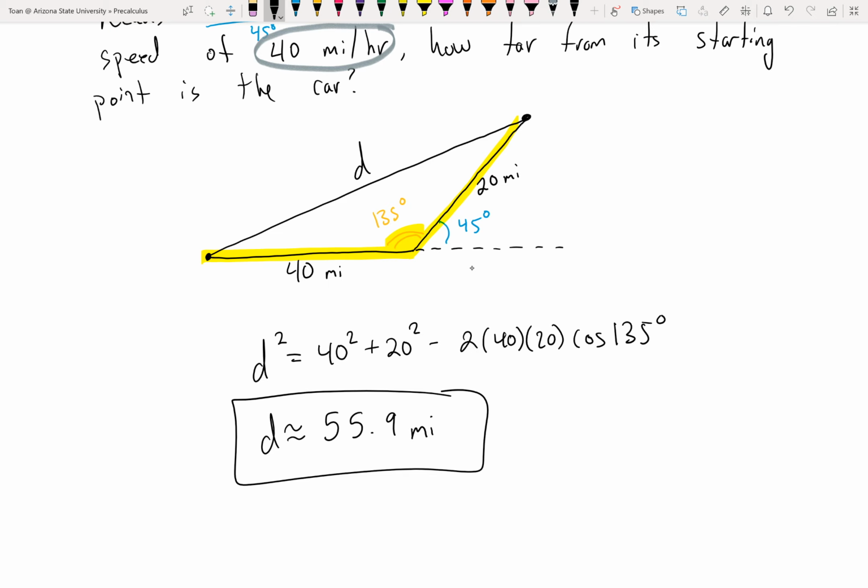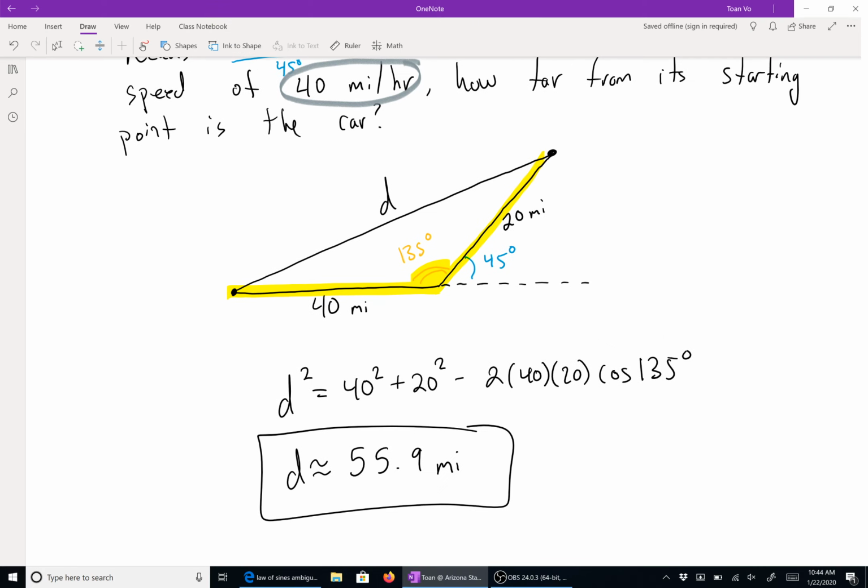That is the other tool you have in your toolbox to solve triangles that are not necessarily right triangles. Good luck.